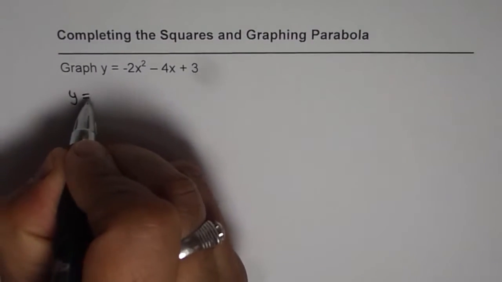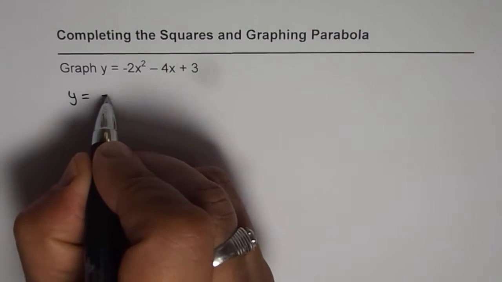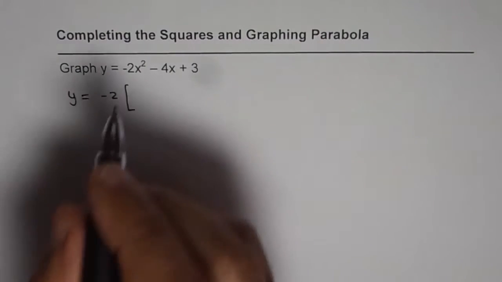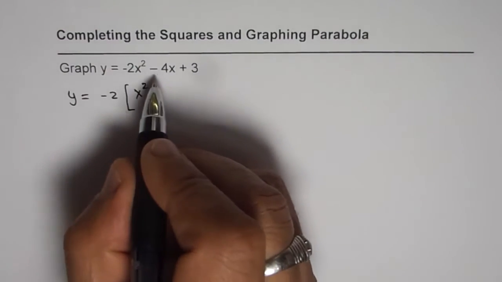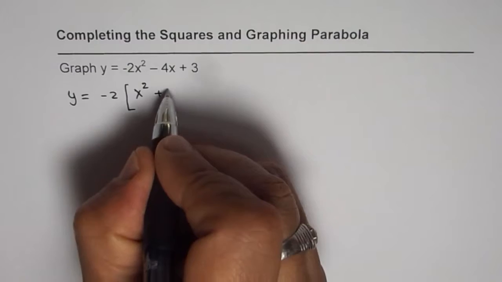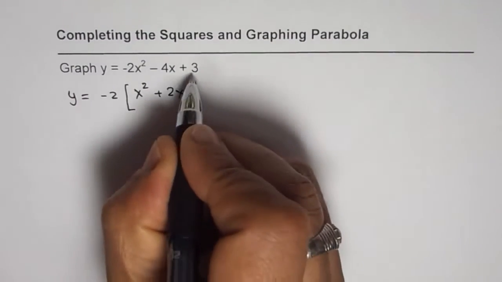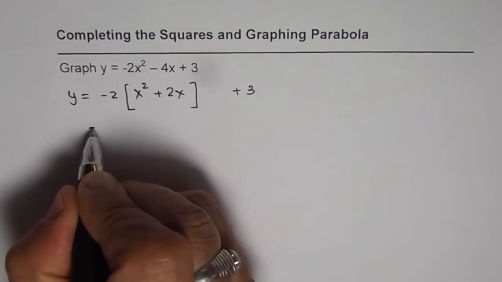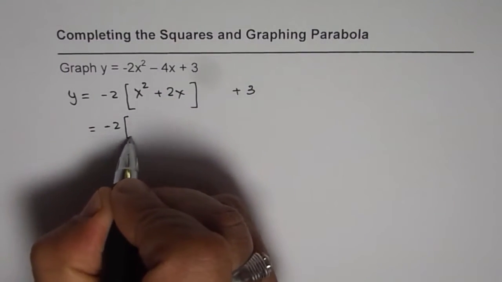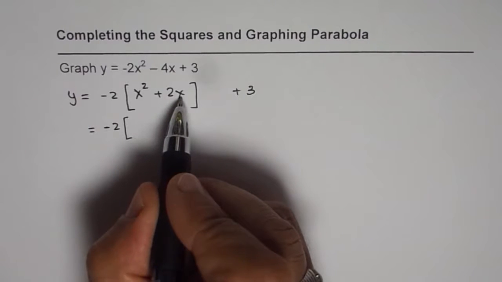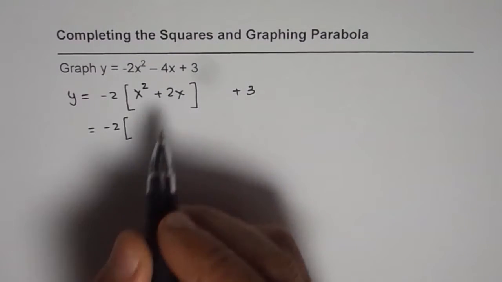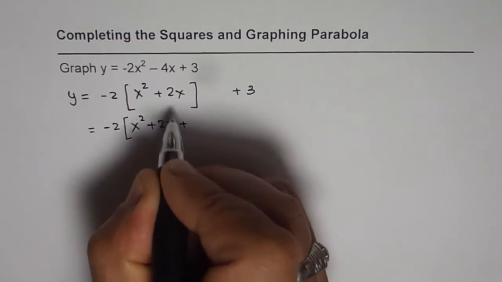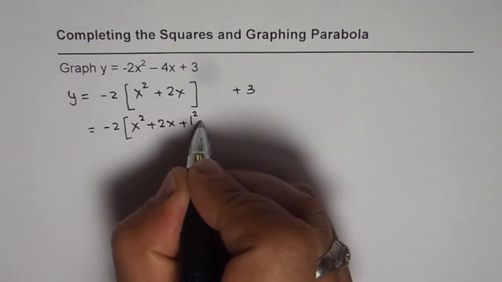So we could write this equation as, we'll factor minus 2, that is always the first step. Factor the coefficient of x squared, then you get dividing minus 4 by minus 2 is plus 2, and you have to keep the constant away, right? So that is the first step. The second step is you do half of the coefficient of x, add and subtract its square.